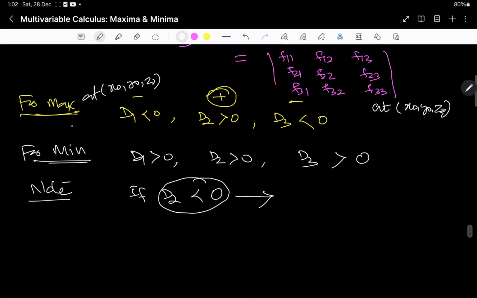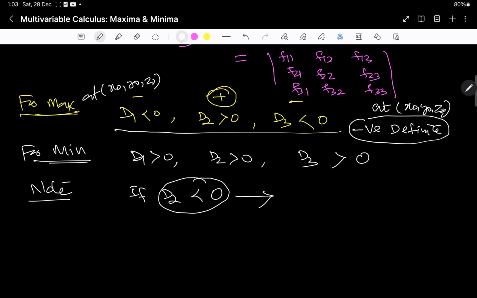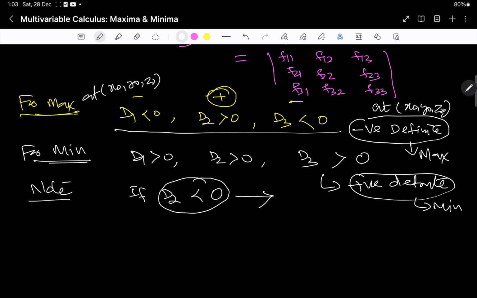So for maxima we have alternately negative, positive and negative. It is called negative definite. For maxima we have negative definite, and when all are positive, this is called positive definite. It leads to minima, right? Now the moment d2 is negative, it leads to a saddle point. Saddle point, right?